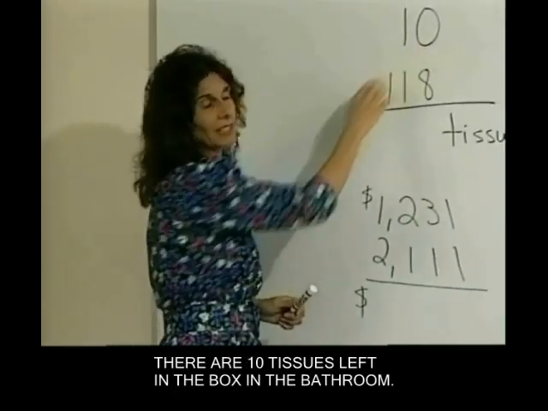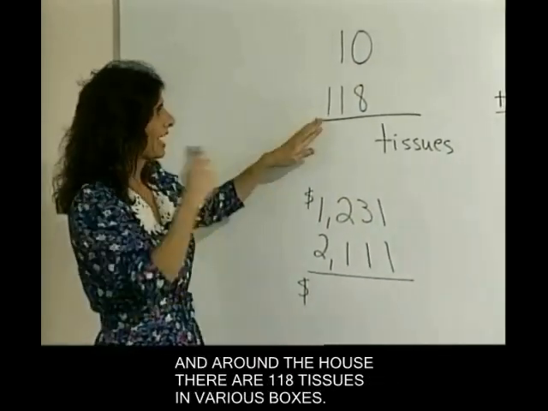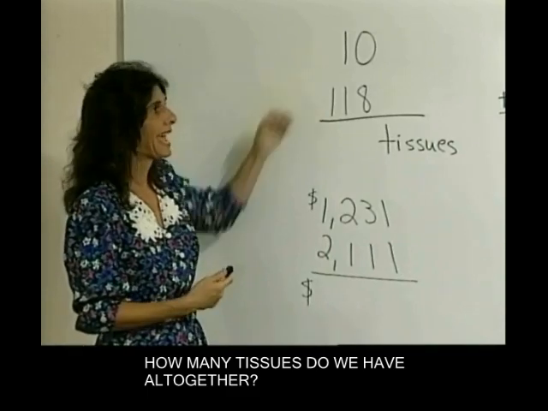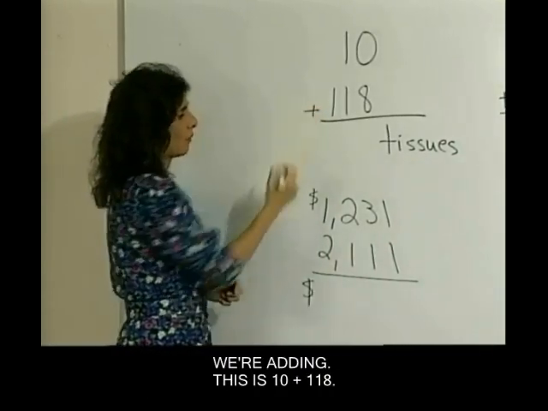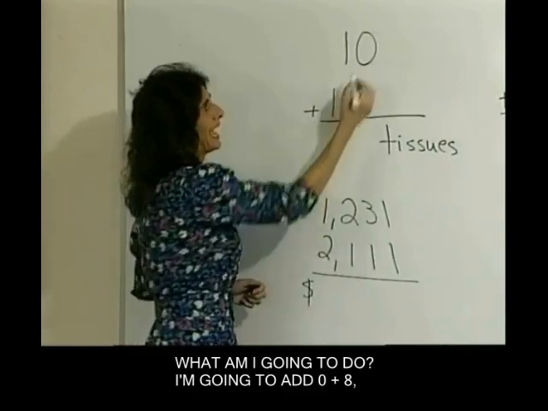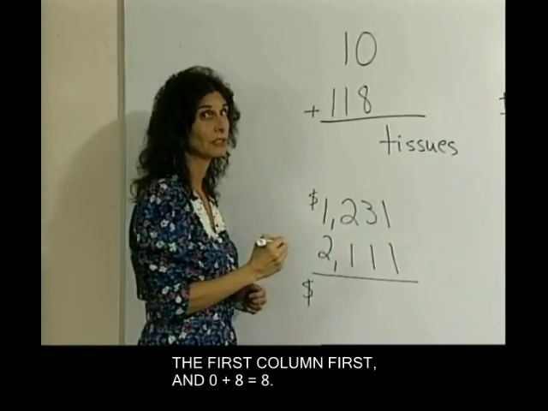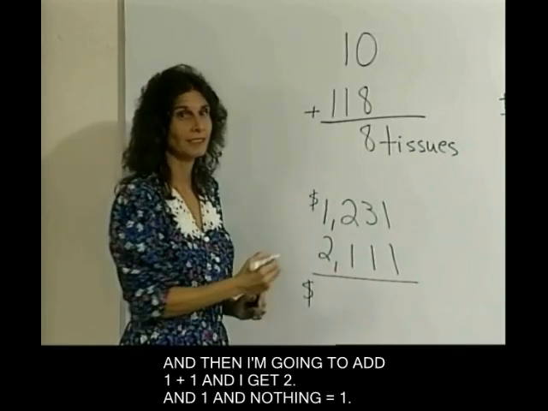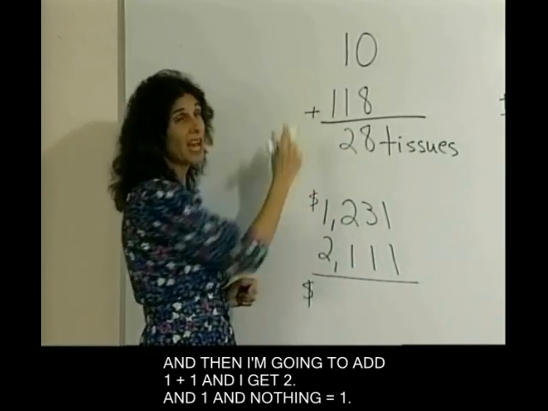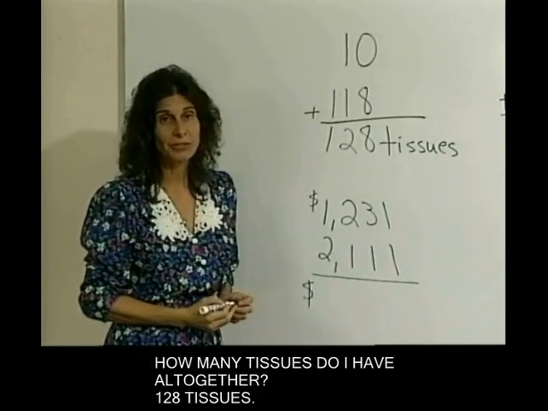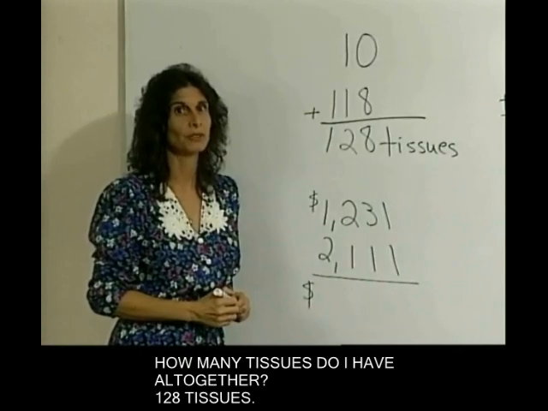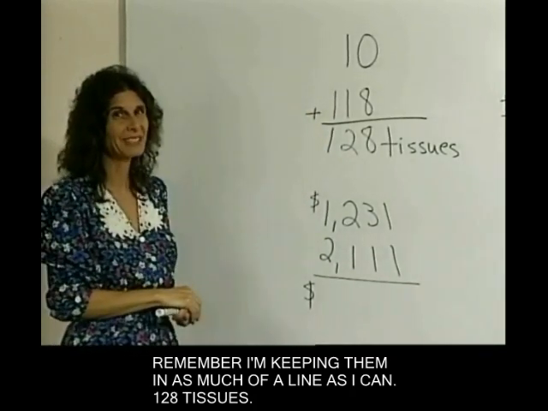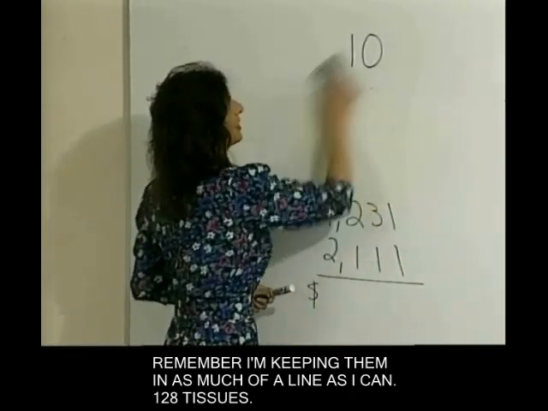There are 10 tissues left in the box in the bathroom. And around the house there are 118 tissues in various boxes. How many tissues do we have altogether? We're adding. This is 10 plus 118. What am I going to do? I'm going to add 0 plus 8, the first column first. And 0 plus 8 is 8. And then I'm going to add 1 plus 1, and I get 2. And 1 and nothing is 1. How many tissues do I have altogether? 128 tissues. Remember, I'm keeping them in as much of a line as I can. 128 tissues. Let's try another.